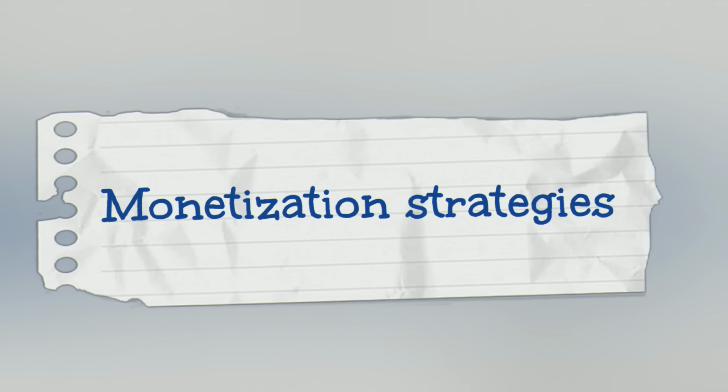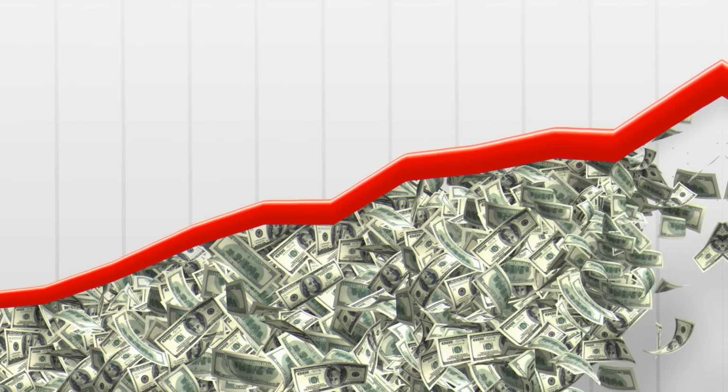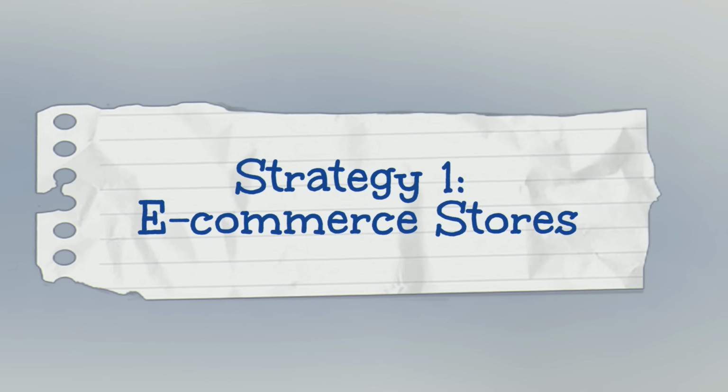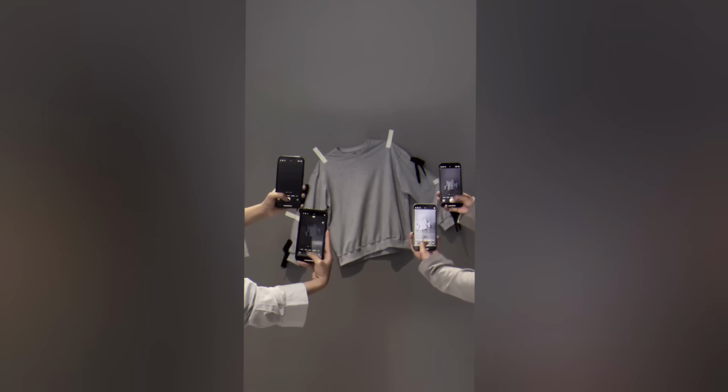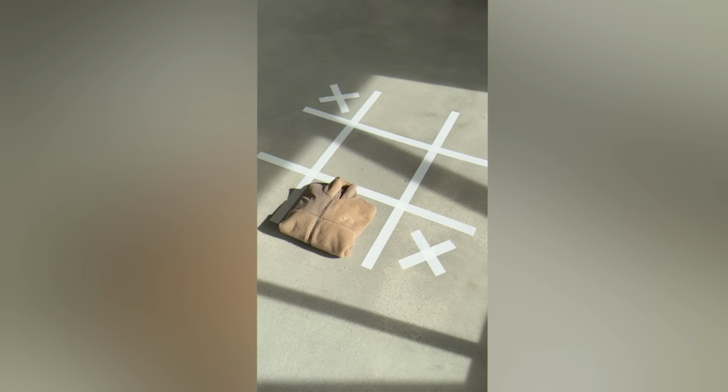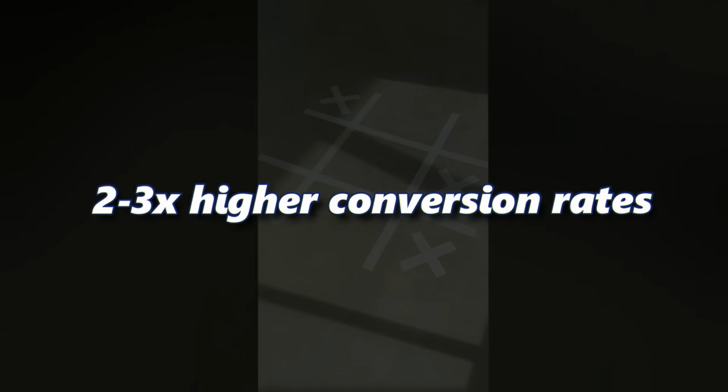Monetization strategies. Here's how you turn this into income. Strategy 1. E-commerce stores. Post these videos on your Shopify store, Amazon listings, or TikTok shop. Product pages with videos convert way better than just images. You're talking 2 to 3 times higher conversion rates.